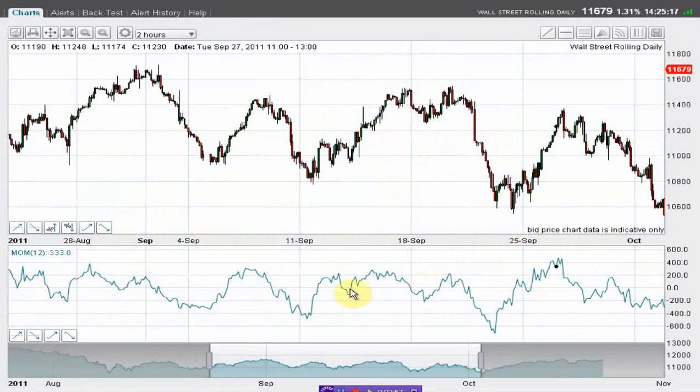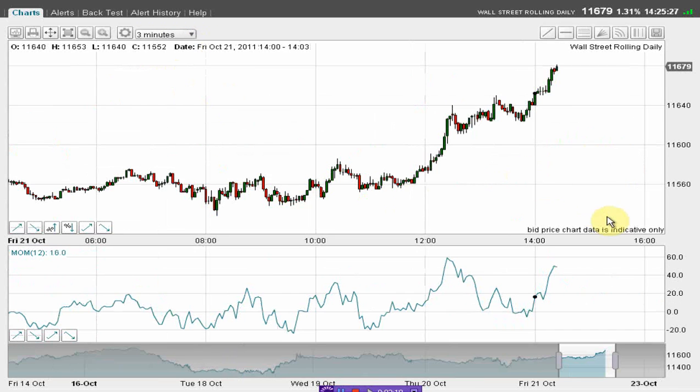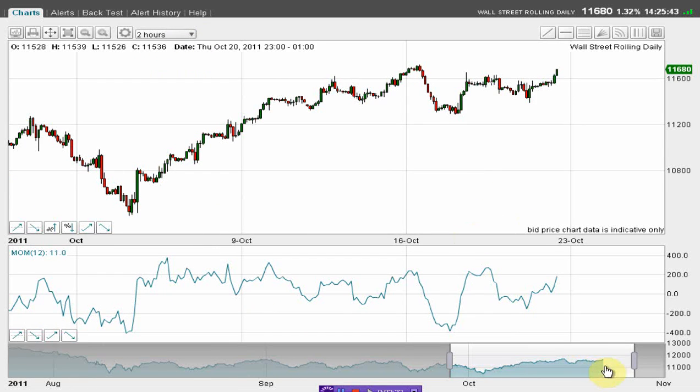Here it is here on the Dow. Now, we can do this for any time period whatsoever. Let's just, this is the 2-hourly period. We could go down to the 3-minute period, and we get a momentum reading every 3 minutes. You see the Dow is against all indicators rising very rapidly here. Let's go back here.